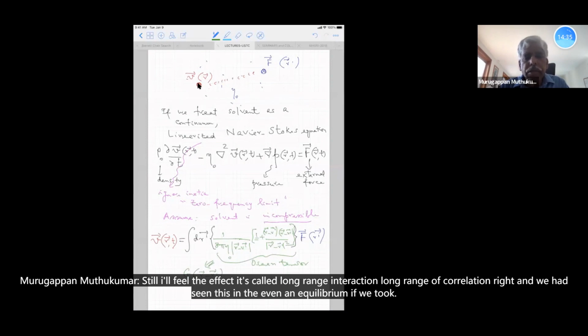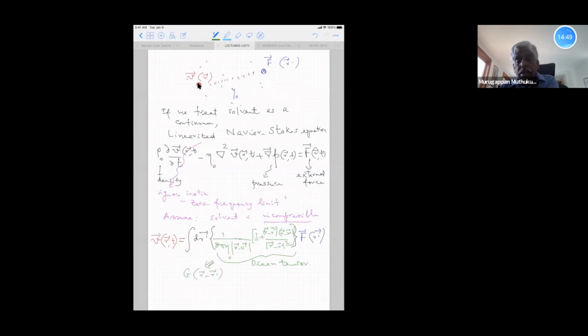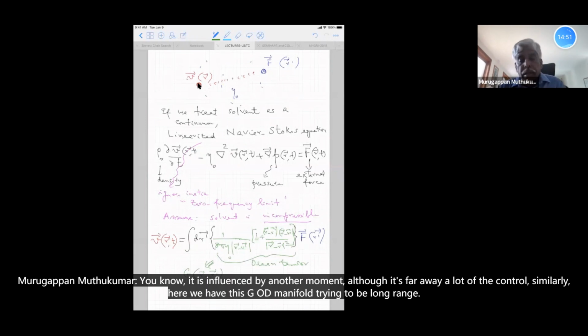And we had seen this even in equilibrium. If we took a Gaussian chain, we had long-range correlation in the monomer density. One monomer knows that it is part of a chain, and it is influenced by another monomer, although it's far away along the contour. Similarly, here we have this G of R minus R prime being long-ranged.